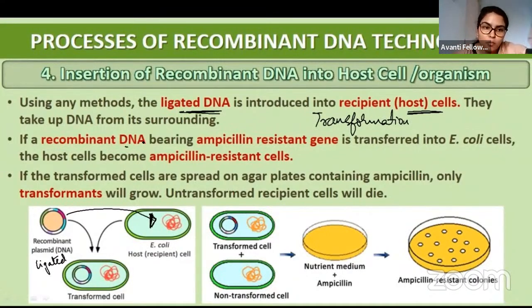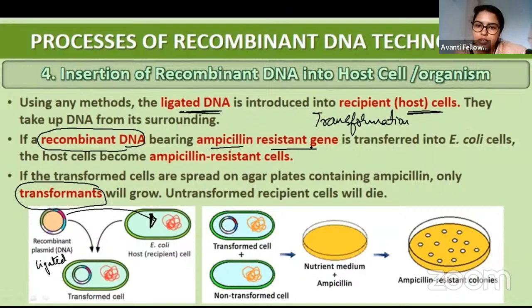One, we want the recombinant DNA in our host cell, and that recombinant DNA should be a transformant. These two things you have to remember. So what they're saying: if the recombinant DNA bearing the ampicillin resistant gene is transferred into E. coli, then what happens? If the gene is there, then ampicillin resistance will be produced in our cells, right? So our cells will ultimately become ampicillin resistant because the gene is present in the E. coli.